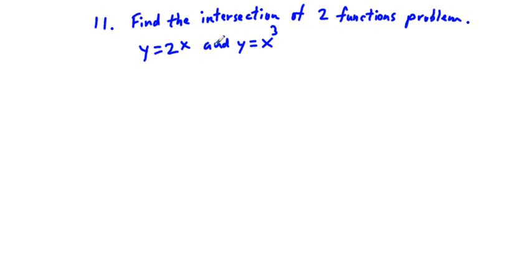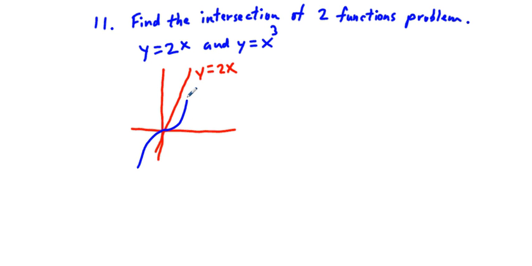11. Now find the intersection of two functions problem. We have y, and it's going to be two functions in quadrant 1. And here we have a sample problem. I have different equations, but we have y equals 2x and y equals x cubed. So here's the function, this kind of slope of 2. This is going to be y equals 2x. And we have y equals x cubed. Y equals x cubed is going to look something like this. It'll come up like this.